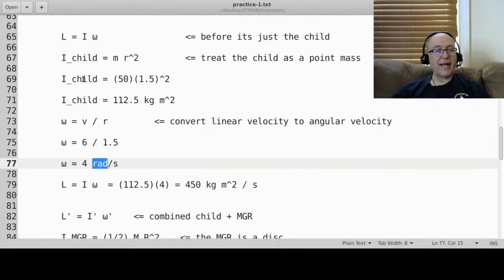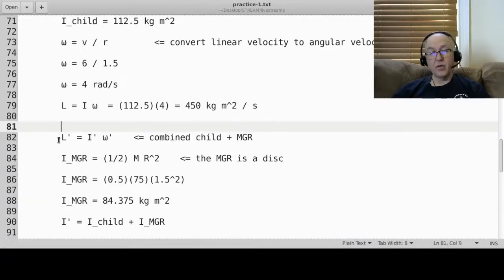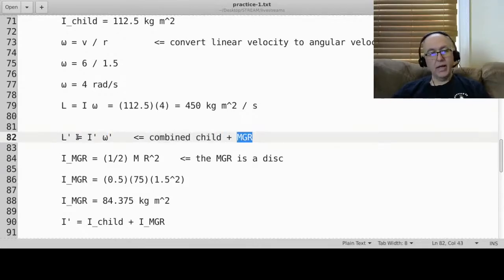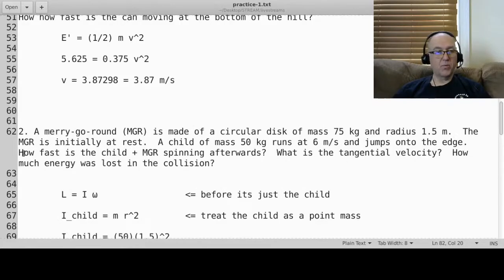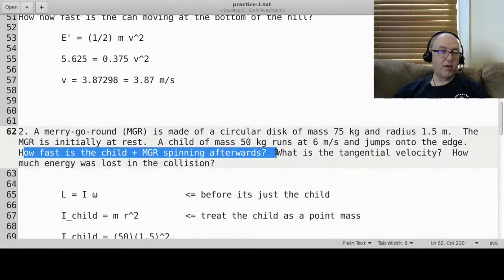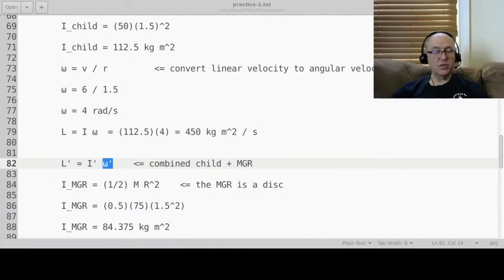All right, well, that's the before. And the after, well, that had better be conserved too. But after, what do you have? You have the combined child plus merry-go-round. So the angular momentum after is the moment of inertia after times the angular velocity after. Now we don't know the angular velocity after, because that's what I'm asking you. I'm asking you how fast is the child plus the merry-go-round spinning afterwards. So that's actually what we're trying to find. We're trying to find that omega primed, the primed here meaning after the collision, after the child grabs on.